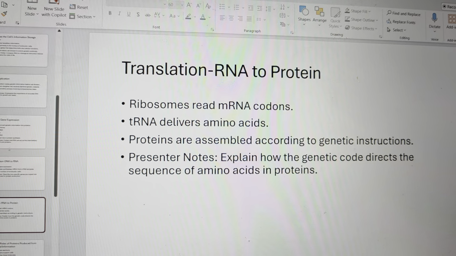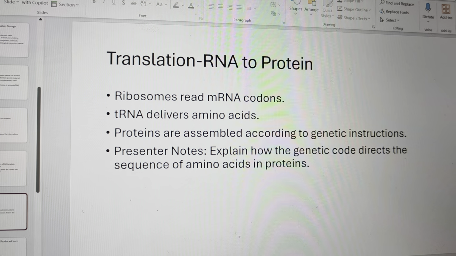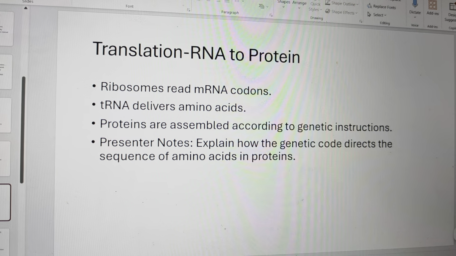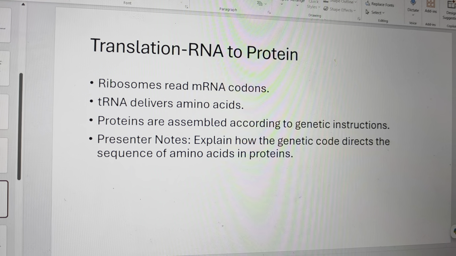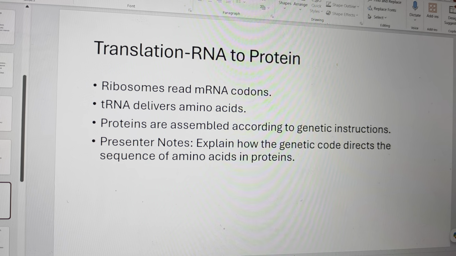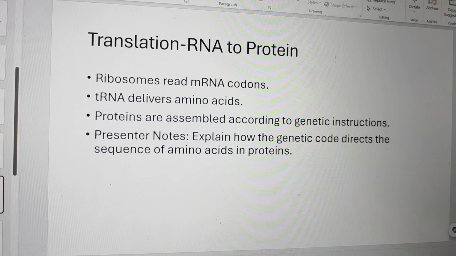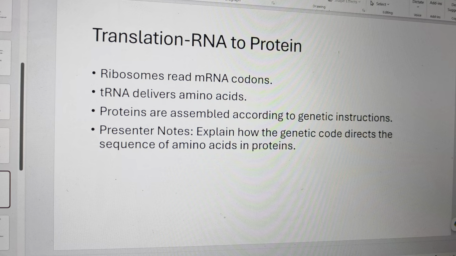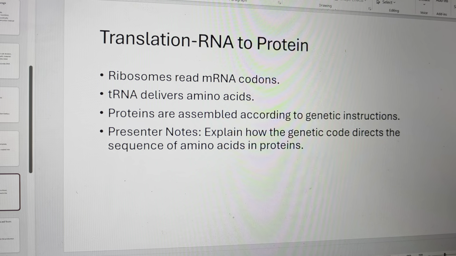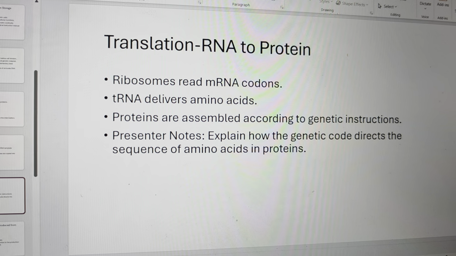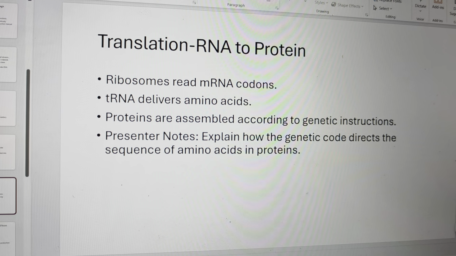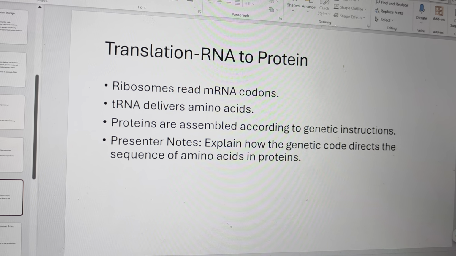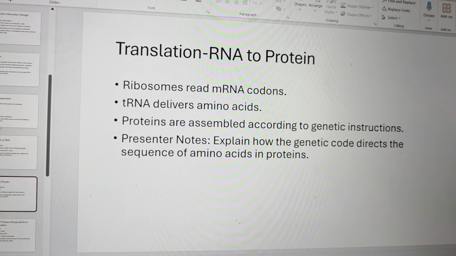Next slide is translation of RNA to proteins. Ribosomes read messenger RNA codons, then transfer RNA delivers amino acids. Proteins are assembled according to genetic instruction. Proteins are complex chains of amino acids that are essential in cell structure and function. The idea is to explain how the genetic code directs the sequence of amino acids in proteins.